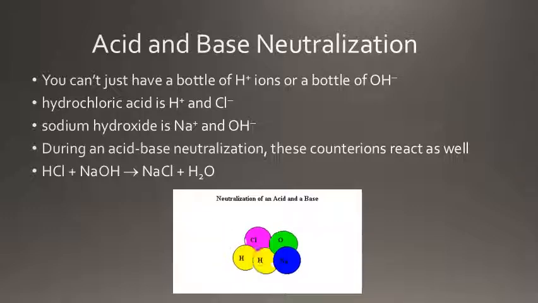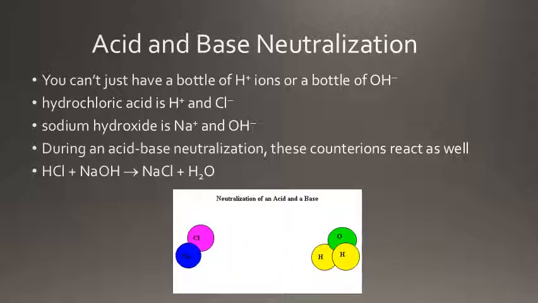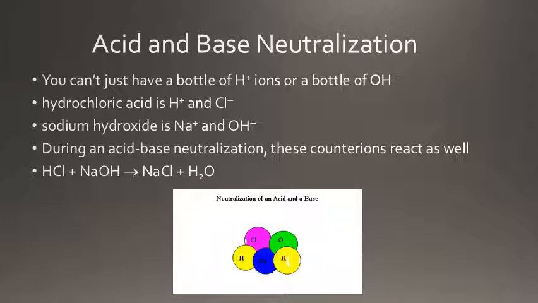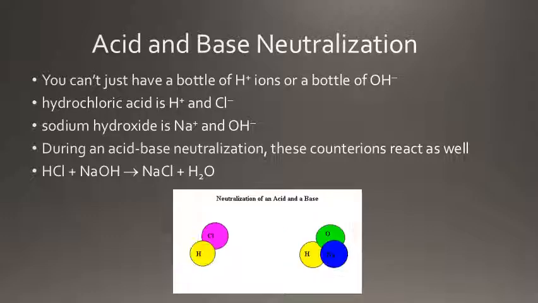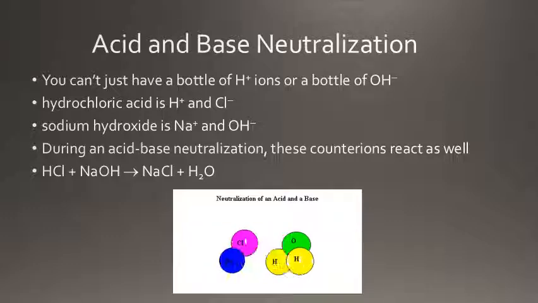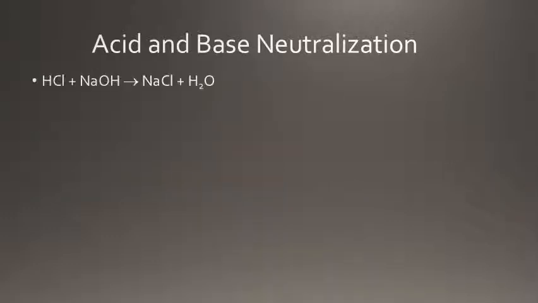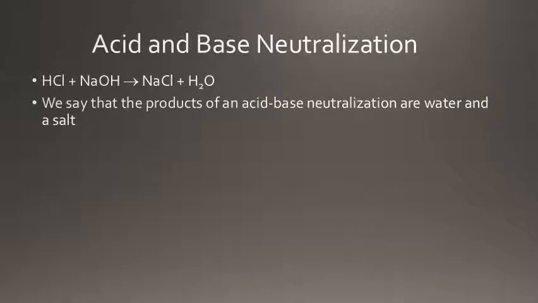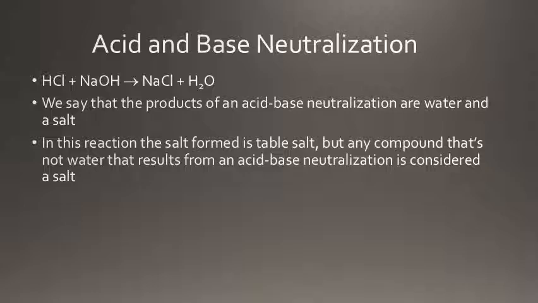Here's an illustration of the sodium hydroxide and hydrochloric acid molecules coming together, switching partners just like we talked about in the precipitation reaction. Our products then are sodium chloride and water. So we say that the products of an acid-base neutralization are water and a salt. In this particular reaction, NaCl, the salt, is table salt, but any compound that isn't water that results from an acid-base neutralization is considered a salt.